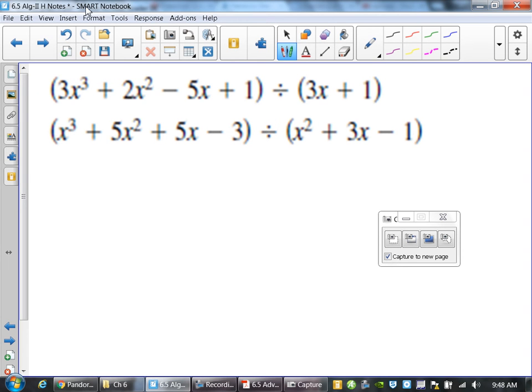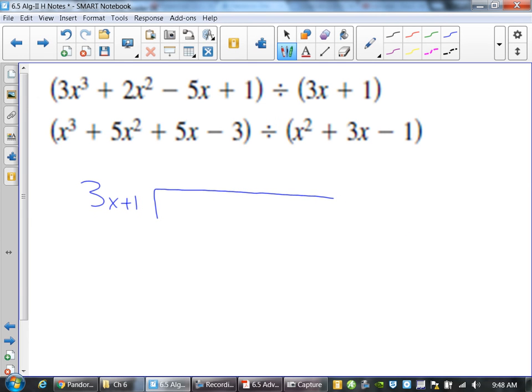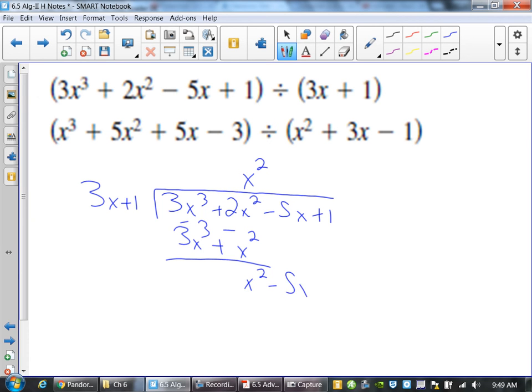Let's see. First one here, you got 3x plus 1 into 3x cubed plus 2x squared minus 5x plus 1. I got 4 terms, third degree polynomial, all good. 3x turned into 3x cubed: x squared. So you have a 3x cubed plus x squared. Subtract, 2 minus 1 is 1. Now, to turn a 3x into an x squared, multiply it by 1/3 x.